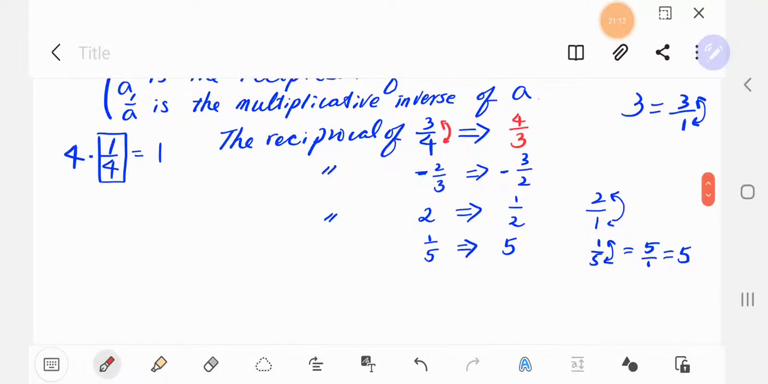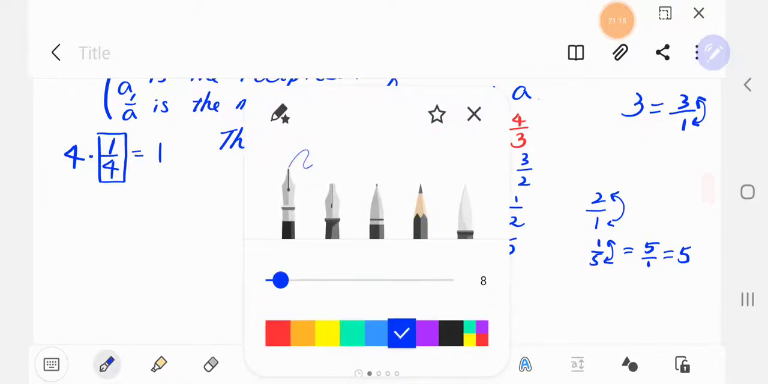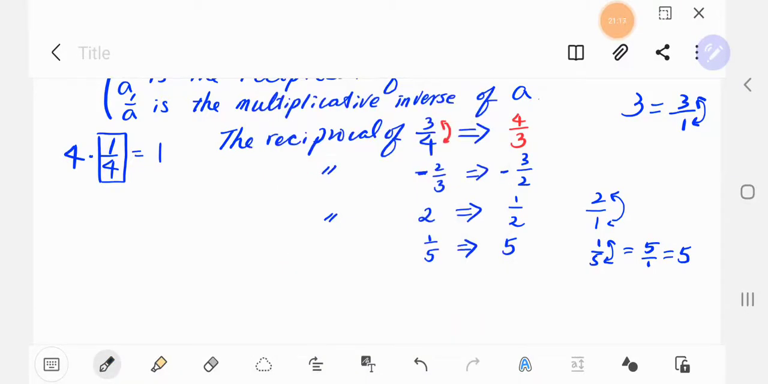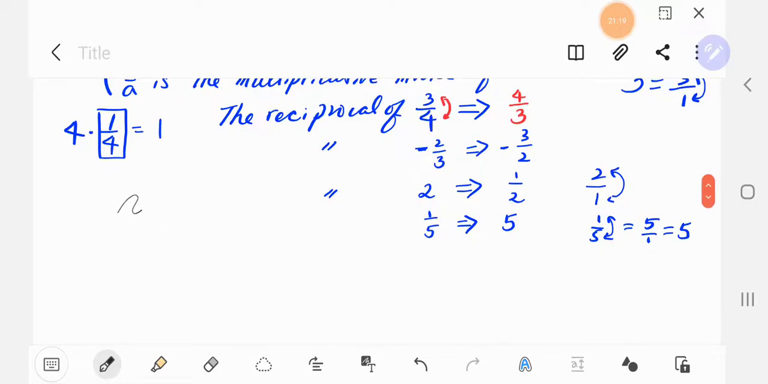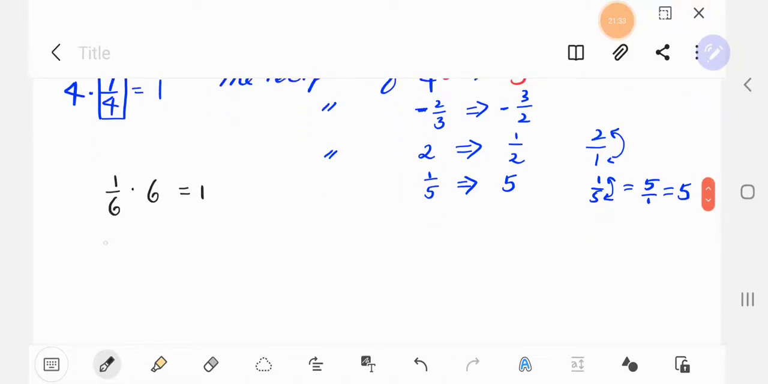Okay, let's do more examples of this multiplicative inverse. I want to multiply 1 over 6, and the multiplicative inverse of 1 over 6 is 6, right? Then the result is 1. How about negative 9? So multiply negative 9 by what? It should be the reciprocal of negative 9, which is negative 1 over 9.